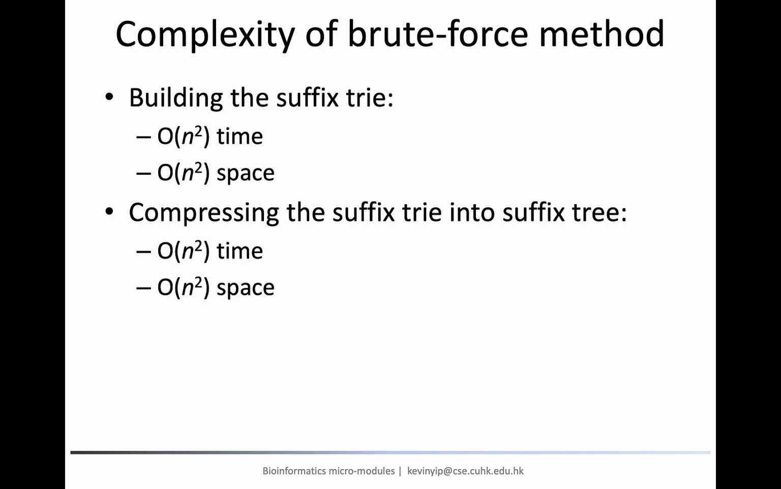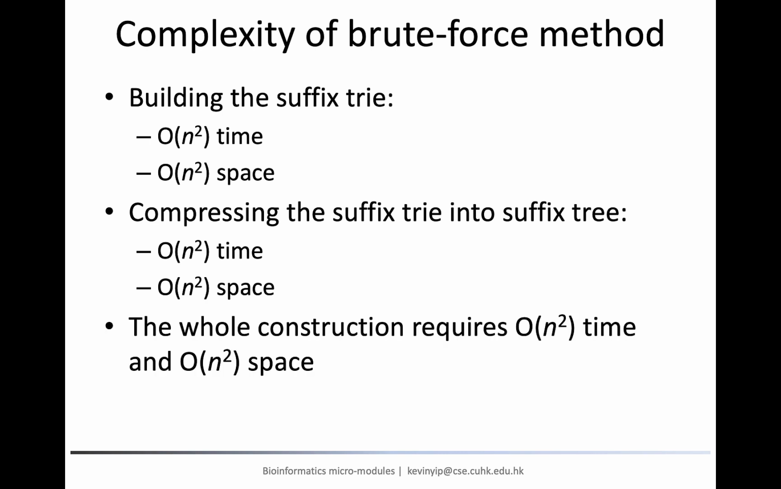Then when we compress the suffix trie, we need to traverse the whole trie, and merging a node with its child takes constant time, and therefore the total time is order n squared. The space needed is the size of the original suffix trie, which is also order n squared. Therefore, the whole procedure involving both steps requires order n squared time and order n squared space.